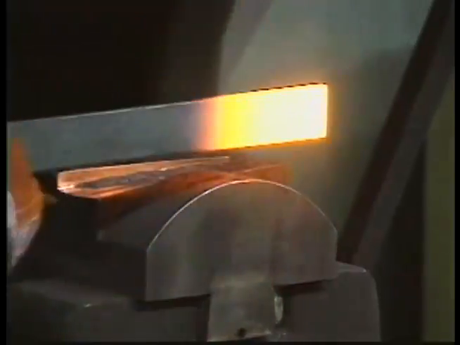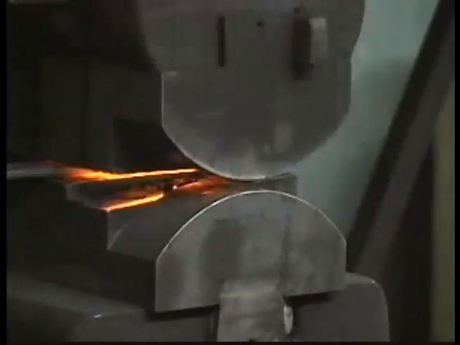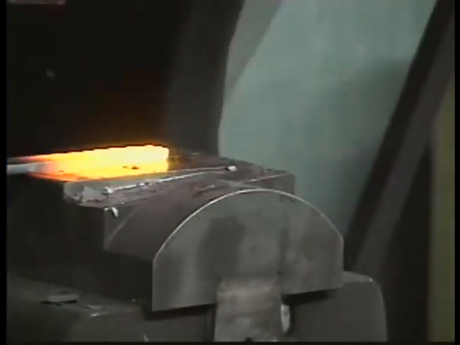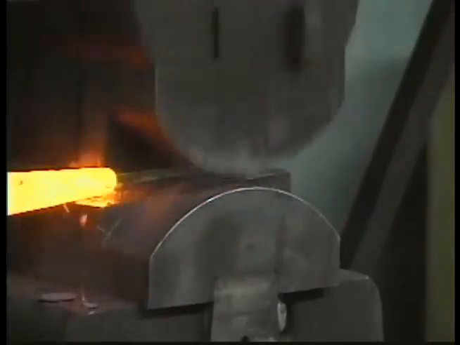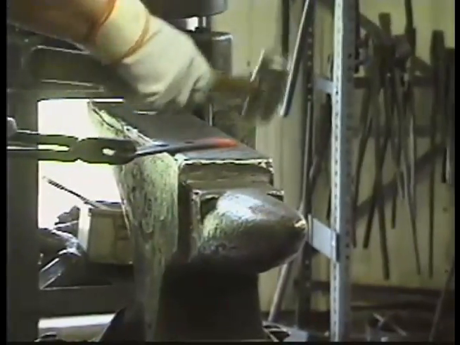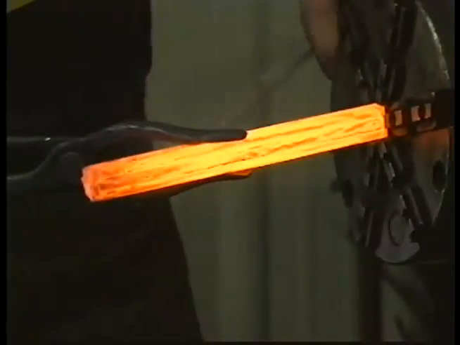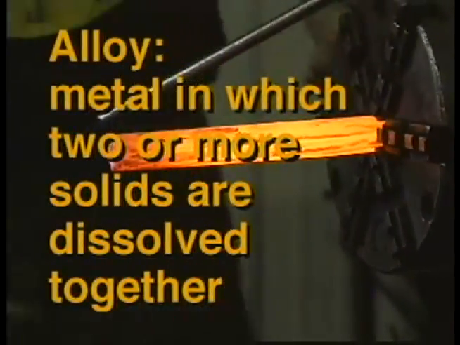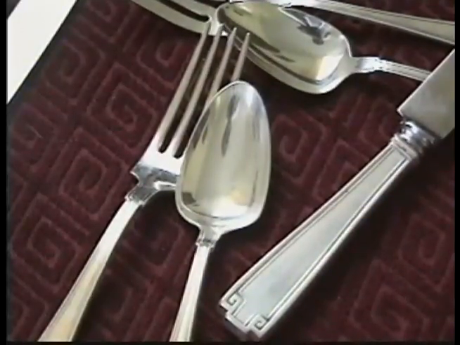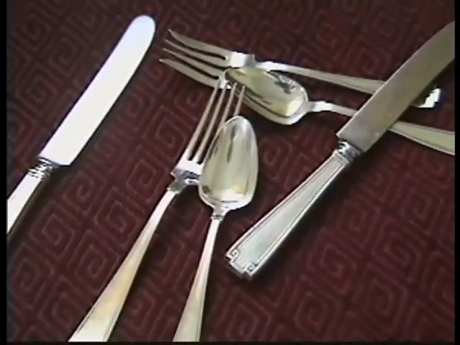Solutions can exist as solids, not just as liquids and gases. Take, for example, this hot piece of steel. It is a solution. Steel is made up of a solution of iron, chromium, and other metals. It is an alloy. An alloy refers to metals in which two or more solids are dissolved together. These sterling silver eating utensils are an alloy made of silver and copper.